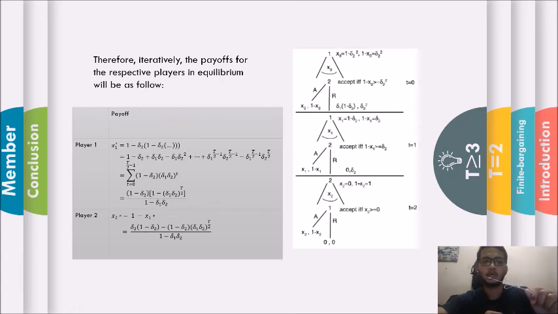For player 2, the payoff, denoted by x2, is equal to 1 minus x1, which is the payoff for player 1. This can be simplified into the discount factor of player 2 times (1 minus the discount factor of player 2), minus (1 minus the discount factor of player 2) times the discount factor of player 1 times the discount factor of player 2 to the power of T over 2, divided by 1 minus the discount factor of player 1 times the discount factor of player 2.